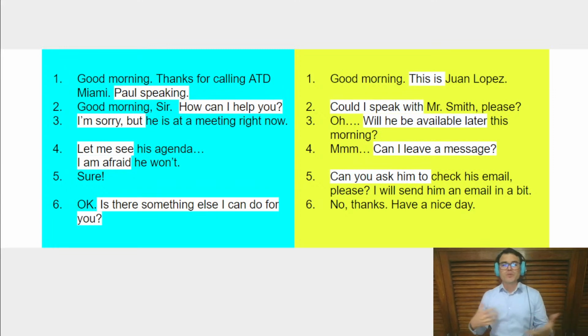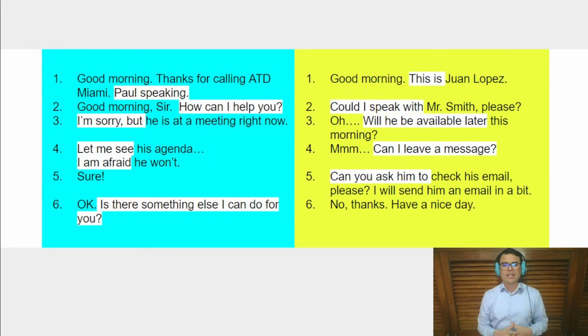Okay, so what do we see here? Here we see expressions that are commonly used when you have a conversation on the phone. And in this case, you're talking to somebody that is in a company, right? So light blue, 1, Paul speaking, to introduce himself. Number 2, light blue, how can I help you, to offer help. Number 3, I'm sorry but, to say that you are not in the position to provide the help that was requested.